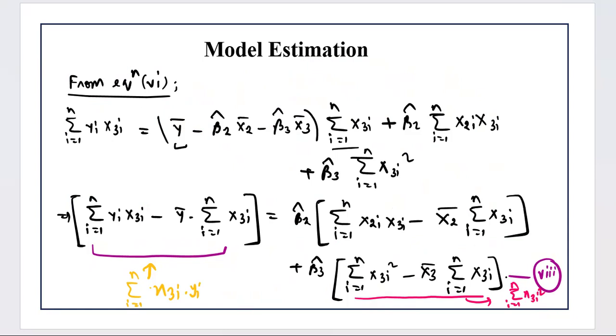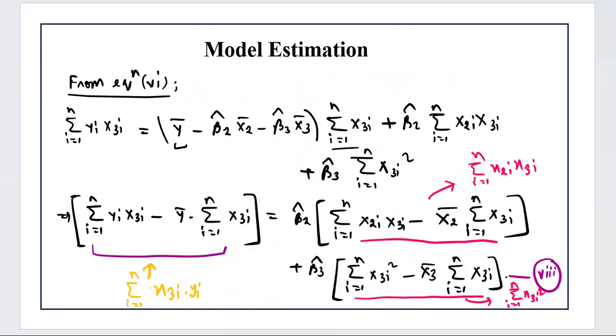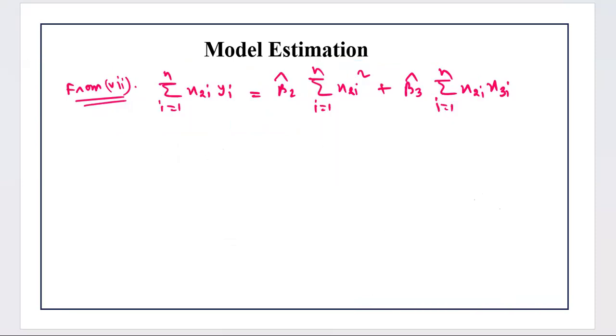Right? I hope this is clear. So this particular thing can also be said as summation x2i x2i, right? This will be simply summation i from 1 to n x2i x2i. Again, by the similar formula that we have derived here, this will be summation x2i x2i. And in equation 8, what will be equation 8?